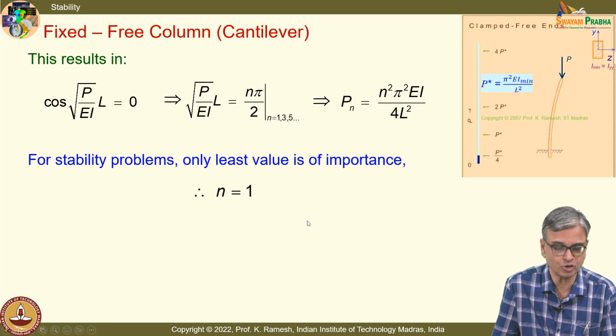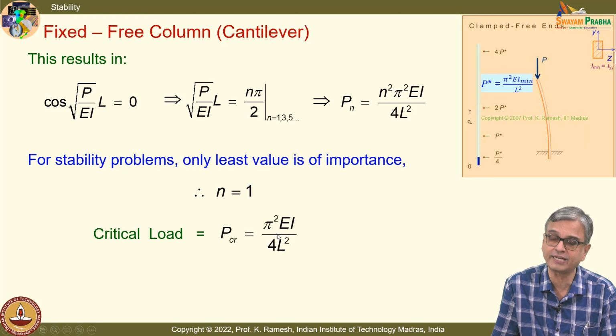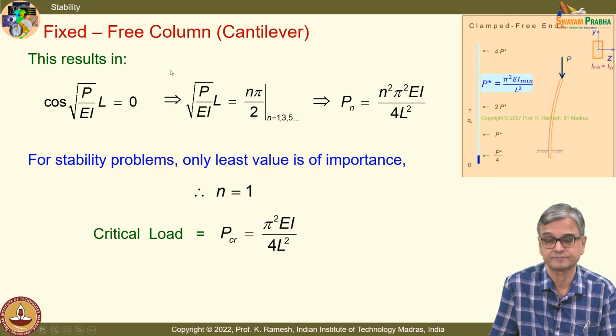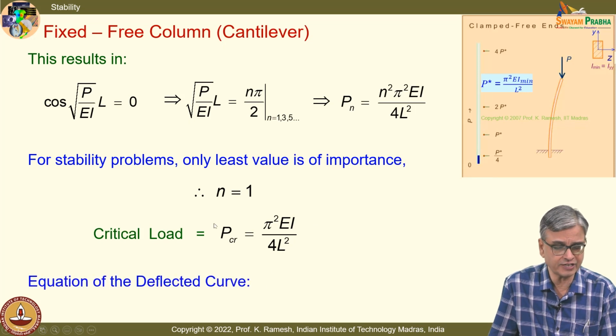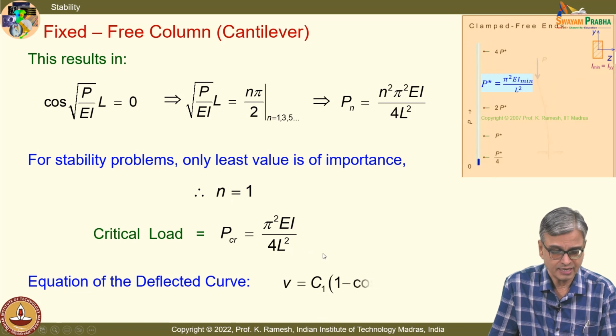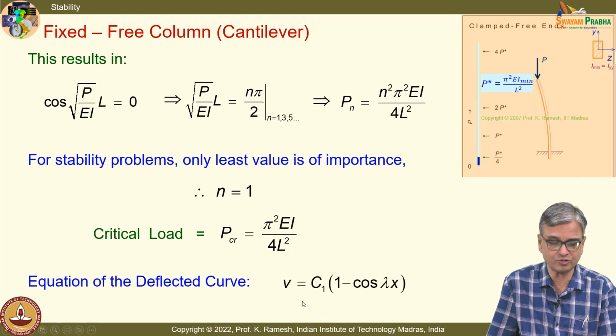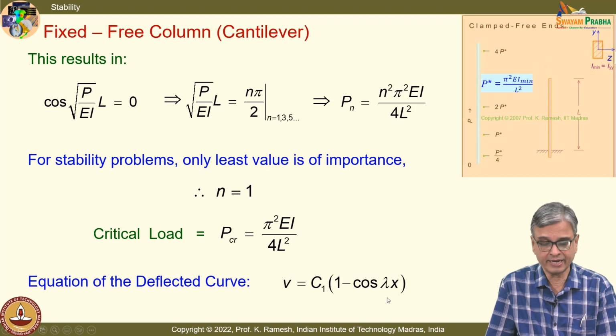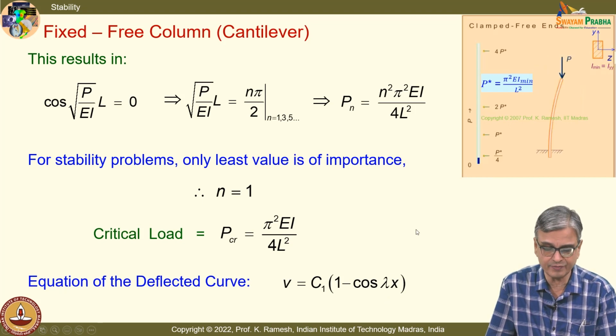So, we will have n equal to 1. That gives me the critical load as P critical equal to pi squared EI by 4L squared. See, this is for the case of fixed free column. And the equation of the deflection curve, when you go back and substitute these values, I get an expression V equal to C1 times (1 minus cos lambda x), and we know what lambda is. Lambda is square root of P by EI.